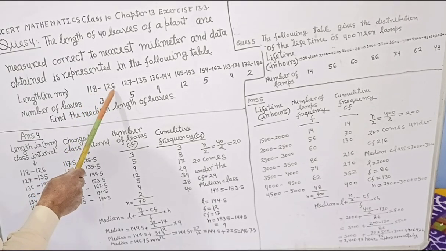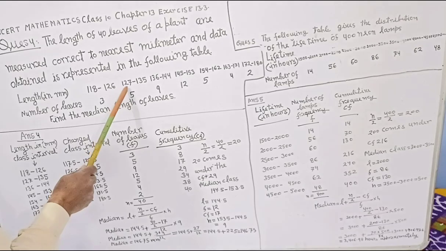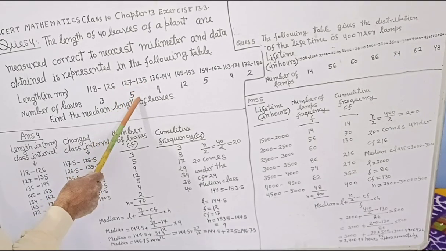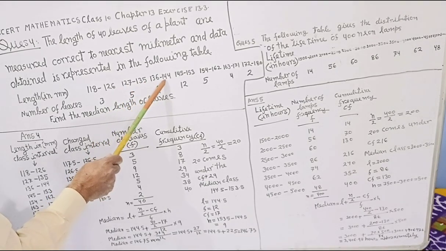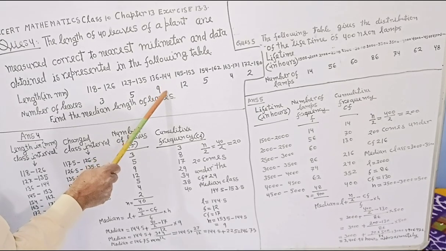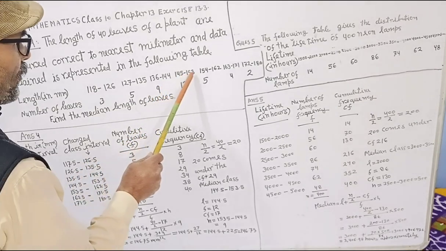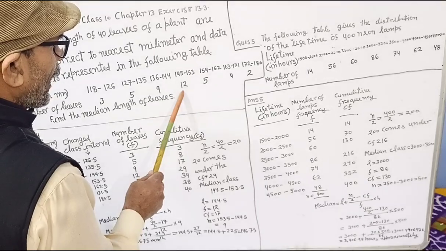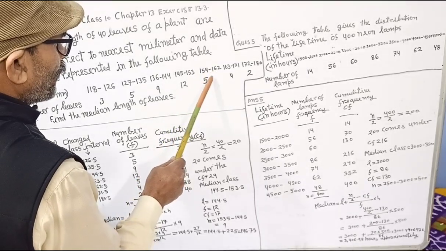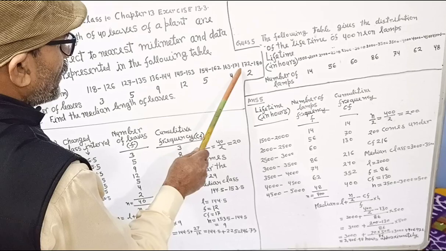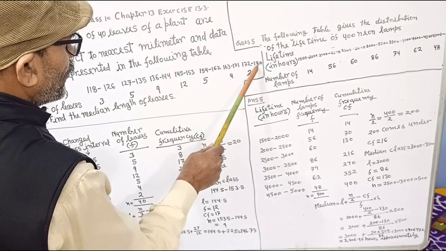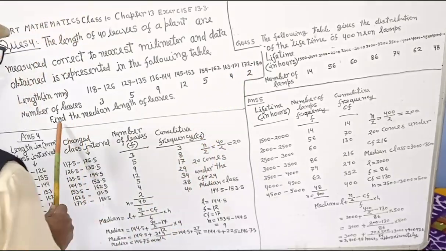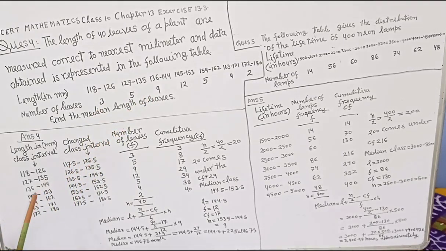118 to 126, 3; 127 to 135, 5; 136 to 144, 9; 145 to 153, 12; 154 to 162, 5; 163 to 171, 4; 172 to 180, 2. Find the median length of the leaves.